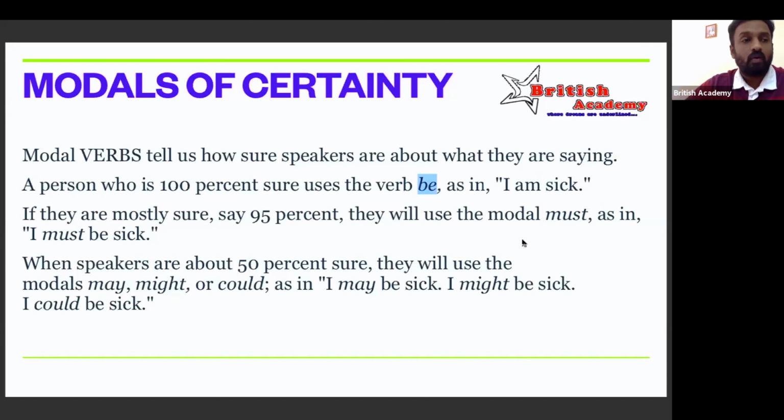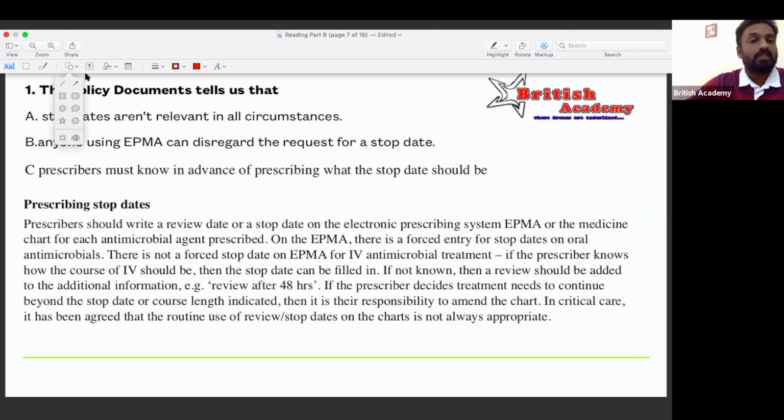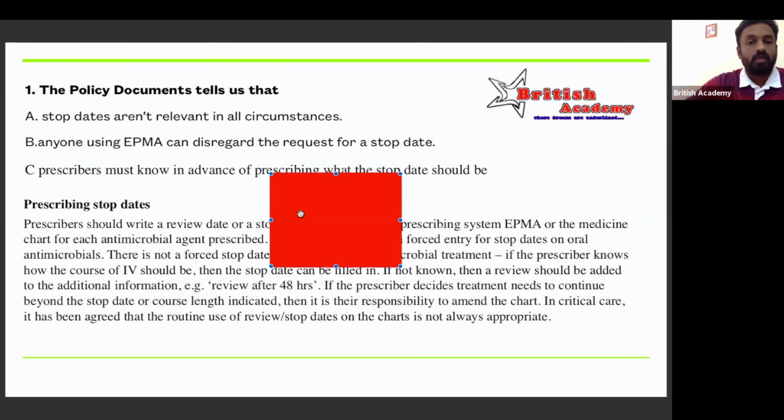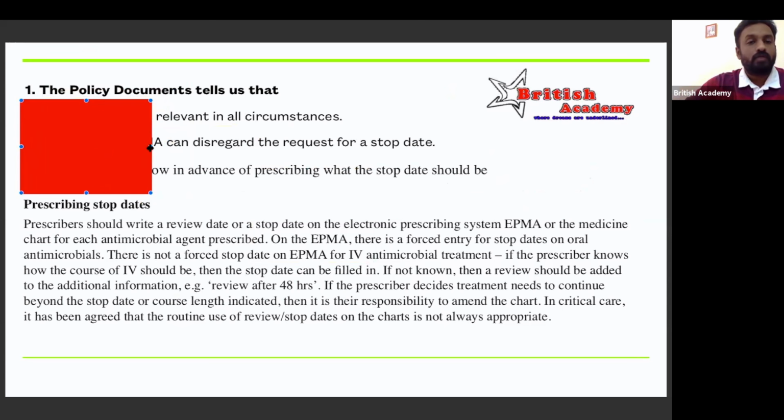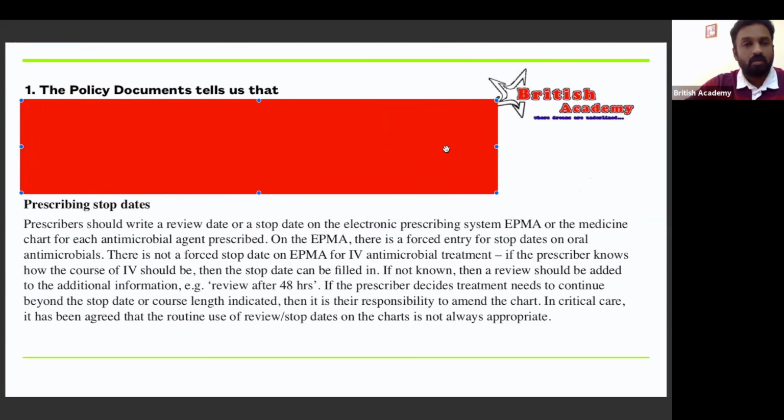Now we will move on to the questions of part B and we will try to solve them live. I want you to take part in this. I'll draw an image over here and cover the options so that you don't see the options first. First, we will read the sentence. I'll give you approximately 1 minute to do this.